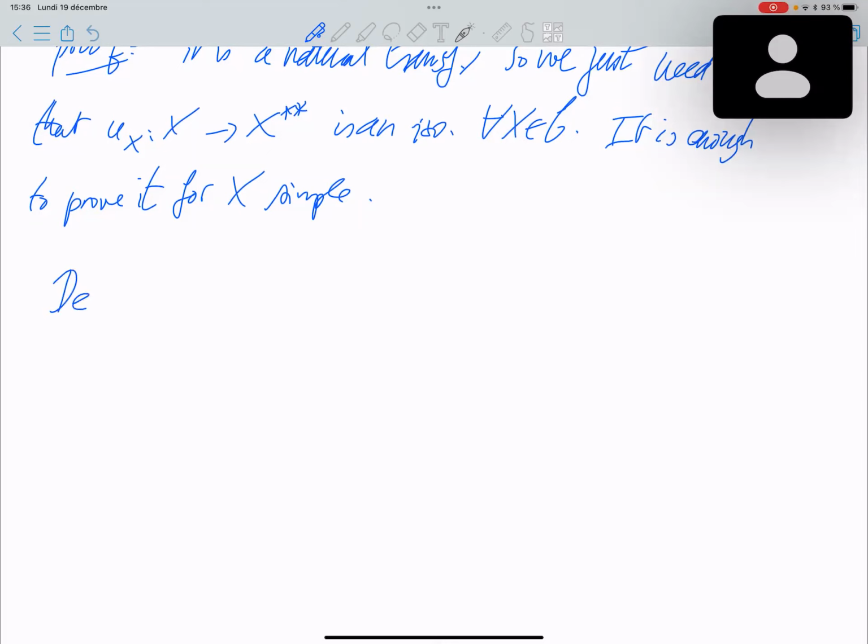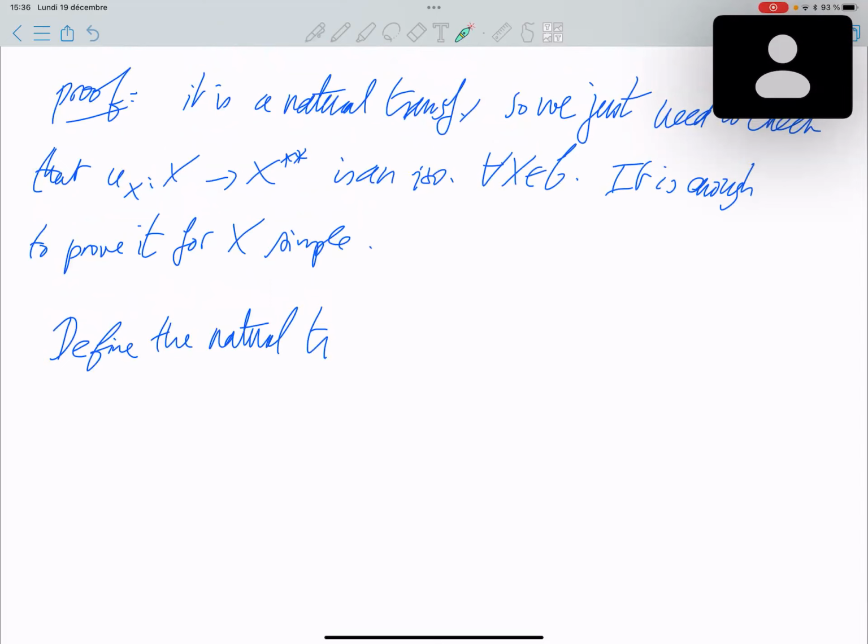So define the natural transformation. I wonder where we need the simplicity. I don't remember where we need it. I'm not sure we need to reduce to the simple case. So let me write this in parentheses: the proof is immediate, and I'm not sure we need to consider the simple case. Anyway, define the natural transformation V.